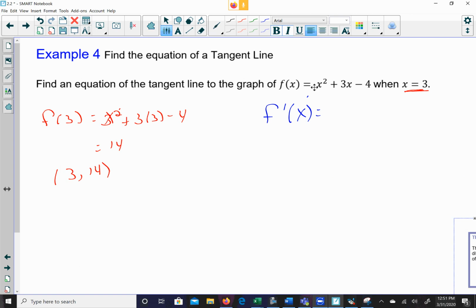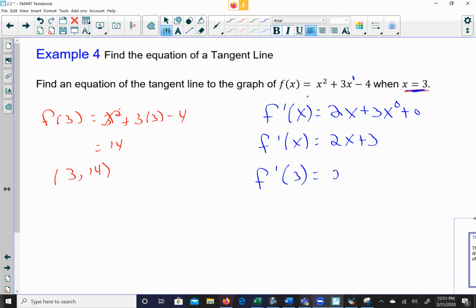The derivative of x squared would be 2x. The derivative of 3x, remember that n is understood to be 1, so this would be 3. And I guess I could reduce it by 1 and make this 0. I could. And then the derivative of negative 4 is a constant, so that would be 0. So when I write my derivative, that's just simply going to be 2x plus 3, because anything raised to the 0 power is 1. I want to find the slope when x is equal to 3, so I'm going to substitute in 3.